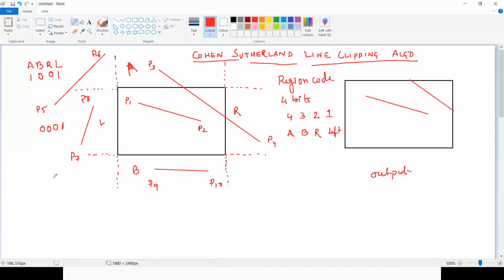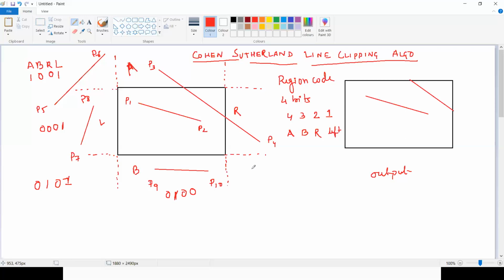Again, for this particular section, is it the left side? Yes, it is the left side. Is it the right side? No, 0. Is it below? Yes, it is below, so we will write down 1. Is it above? No, it is not above, so we will write down 0. So it is 0, 1, 0, 1. Again, for this particular region, is it the left side? No, it is not the left side. Is it the right side? No, it is not the right side. Is it below? Yes, it is below, and it is not above. So the region code is 0100.